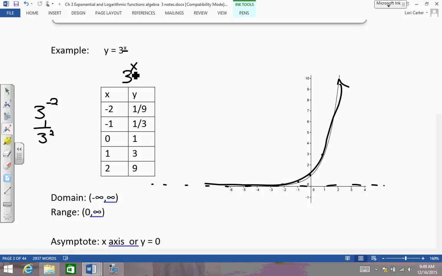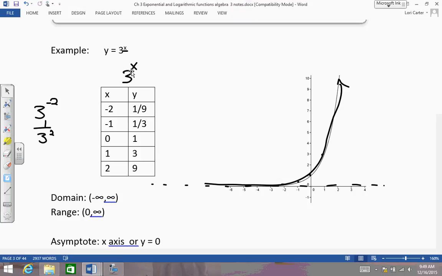Oh, I forgot. Domain: negative infinity to infinity. Is that ever going to change for us? No. Range is where it starts. So this one starts at 0 and goes up. That's why it's open. If it actually equaled 0, it'd be the closed bracket.